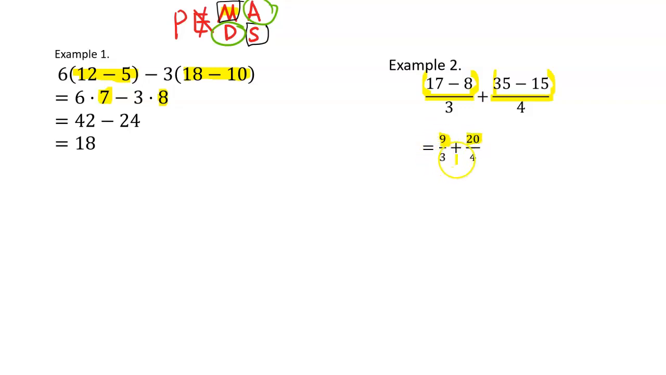And now we're going to do division, because division does go before addition. This horizontal line represents division. So we do 9 divided by 3, which gives us 3, and 20 divided by 4, which gives us 5. So 3 plus 5 gives us the final answer of 8.